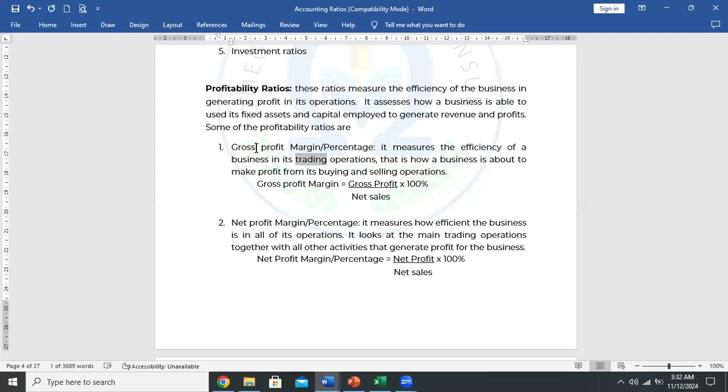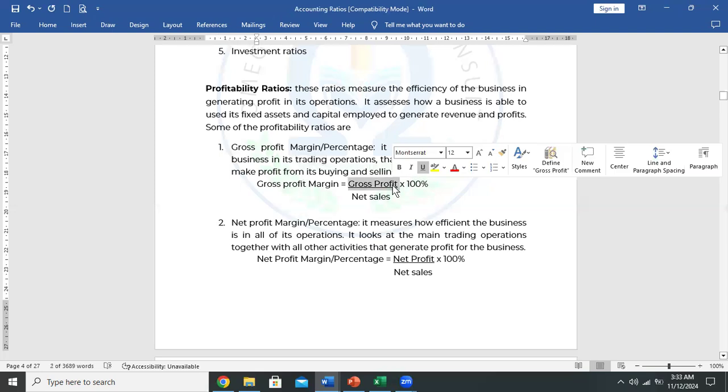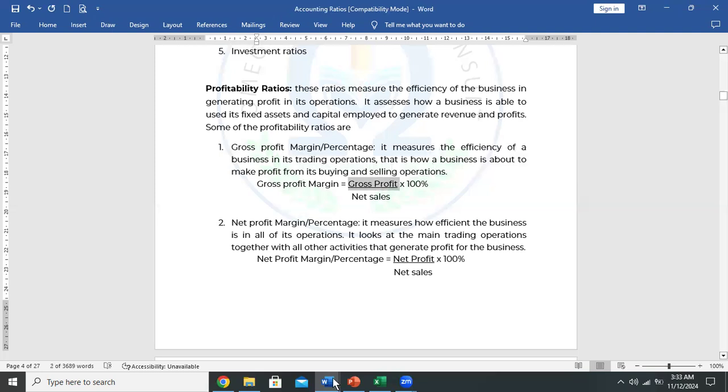What is the formula for calculating this ratio? Very simple. It is your gross profit divided by your net sales, multiplied by 100%. That'll give you the ratio. So dear professors, you need to remember this formula because you will definitely need it when this topic appears in any of your exams.